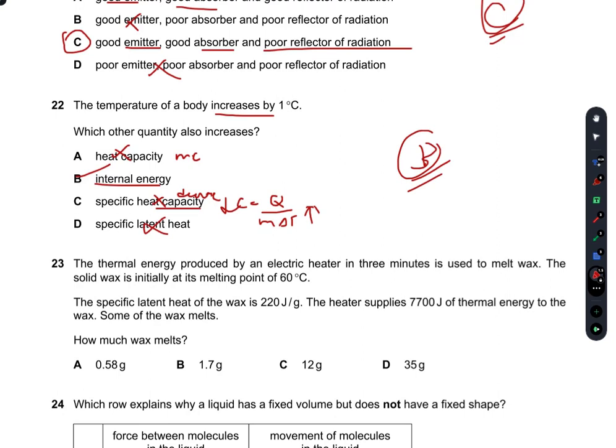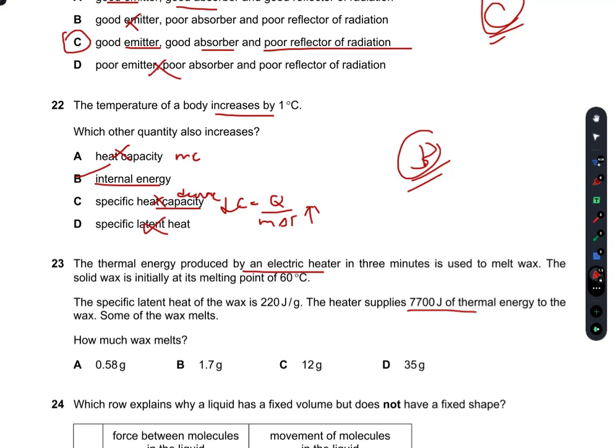The thermal energy produced by an electric heater in 3 minutes is used to melt wax. The solid wax is initially at its melting point of 60 degrees C, and the specific latent heat of the wax is 220 joules per gram. So the heater supplies 7700 joules of thermal energy to the wax. Some of the wax melts. How much of the wax melts?